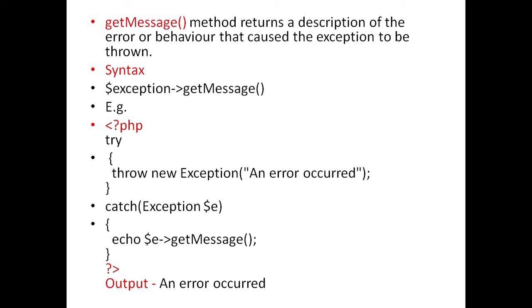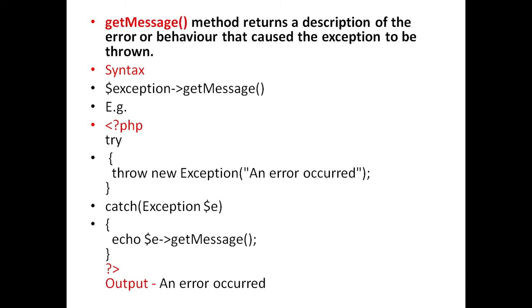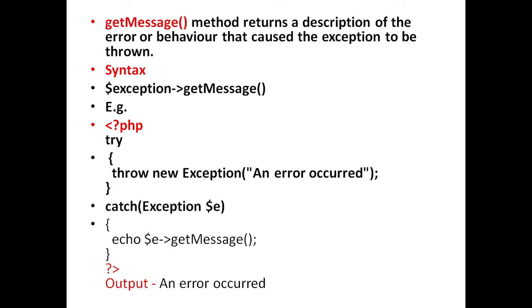Next is getMessage. This method returns a description of the error or behavior that caused the exception to be thrown. General syntax is exception getMessage. Here in this example, in the try statement, we throw new Exception with message an error occurred. And in the catch statement, we print the message with the exception object. Then the output will be an error occurred, the message that we have passed through the exception.